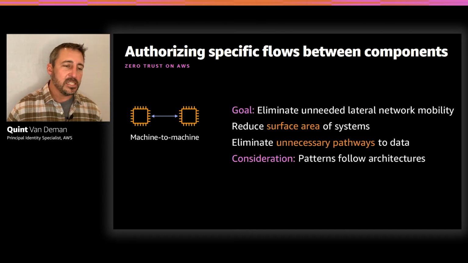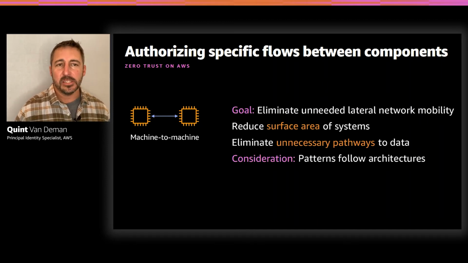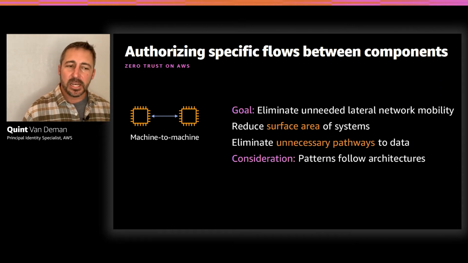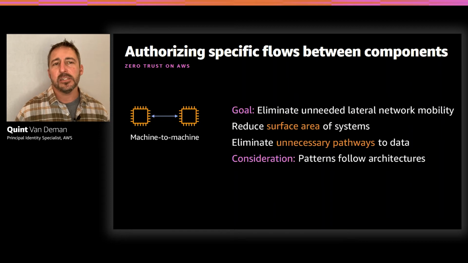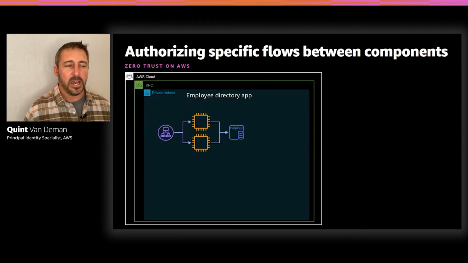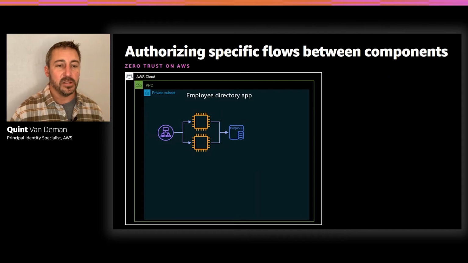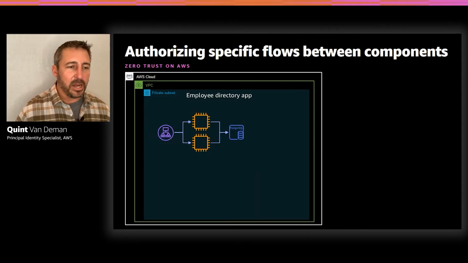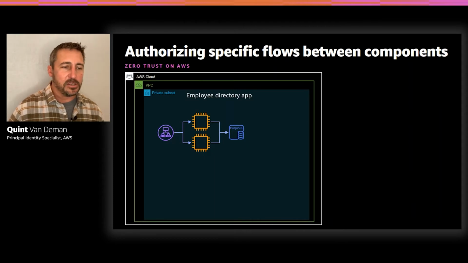And the consideration here, at least as we sit today, is that sometimes these patterns follow architectures. And what I mean by that is the way you solve this for traditional virtual machines might be different from containers, might be different from APIs. There's still a little fragmentation here, but I think there's some great examples of how we do this across all of those flavors of compute. So let's look here at a simple scenario, right? We've got our employee application, right?